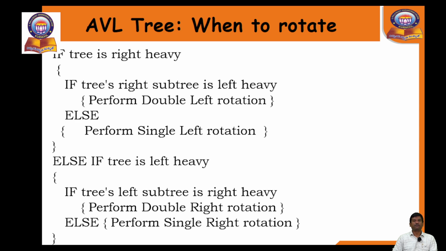Whenever, by adding a new node or deleting an existing node, the tree becomes unbalanced, check these kinds of conditions. Check whether the tree is right heavy, and furthermore check whether its right subtree is left heavy. Then perform the double rotation, that is, RL rotation is to be implemented. And if the tree is right heavy and the right subtree is not left heavy, then in such cases you have to perform the single rotation.